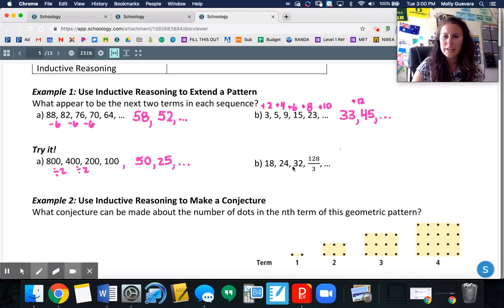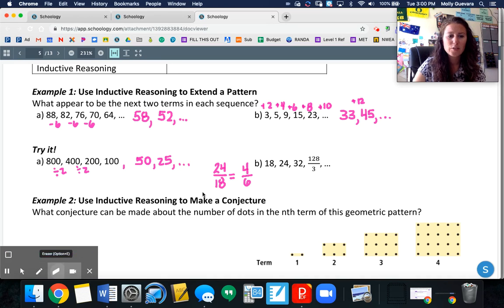So a little trick is to take your second term, which is 24, and divide it by your first term, which is 18. And I'm just going to reduce that fraction, and I see that 6 goes into both of these, so 6 goes into 24 4 times, and 6 goes into 18 3 times. So this tells me that I'm actually multiplying by 4 over 3 every single time.